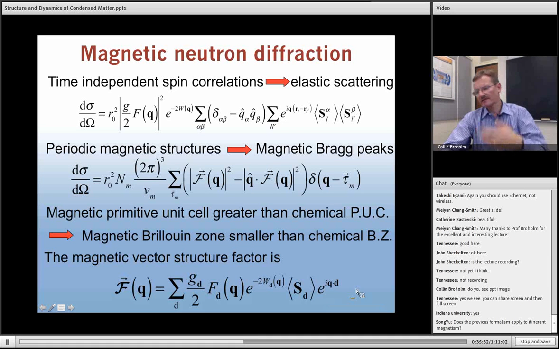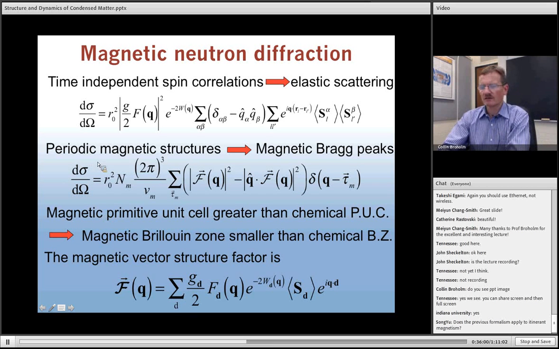There are various other things in there to decorate it, namely the form factor that we talked about previously, which might be different from magnetic site to magnetic site. There's the Debye-Waller factor, which could be different as well, since things might vibrate in different amounts, and the g factor could be different. So essentially, the intensity of my magnetic Bragg peaks is going to be measured by the strength of this vector structure factor.